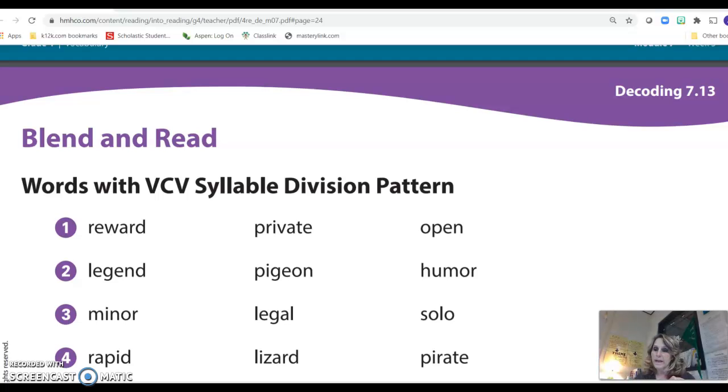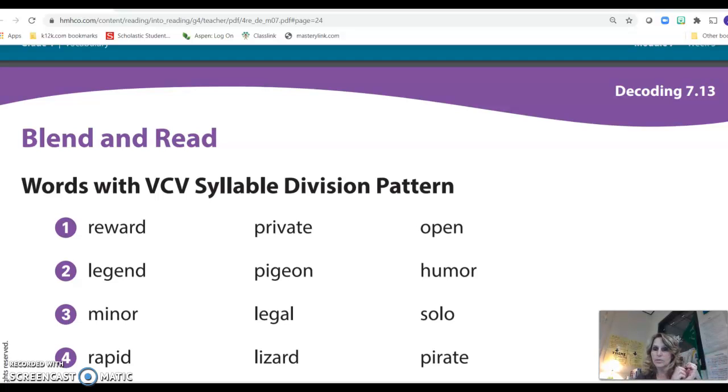So the first word is reward. Two syllables, reward. So it's broken up, if you can hear that. The line would be drawn after the E for reward. If you listen to the sound, re has a long E sound. The E is long in the first syllable, which means we draw the line after the vowel in front of the consonant.